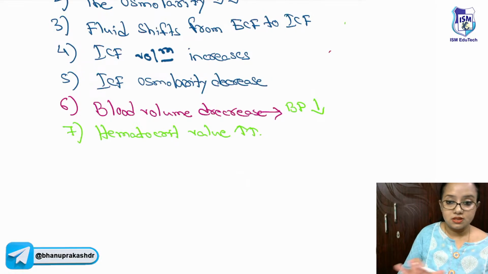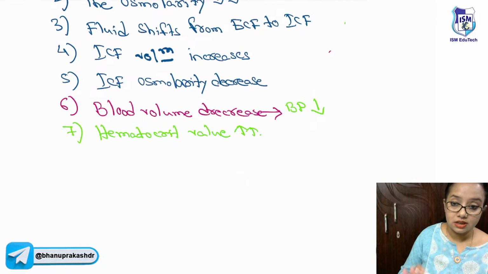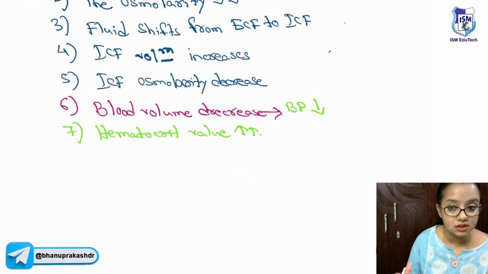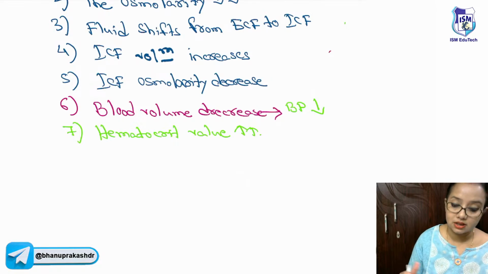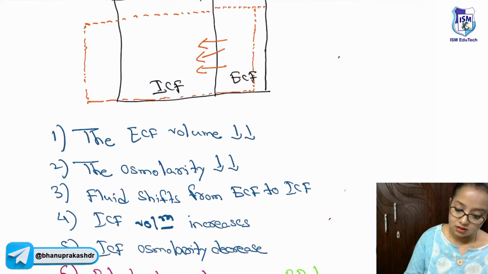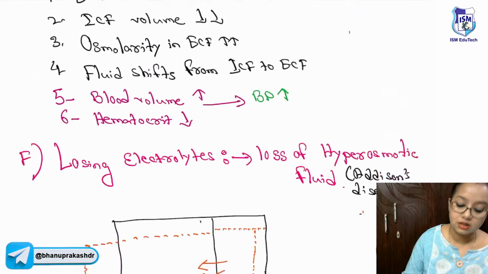Okay, this is the Darrow-Yannet diagram, our understanding of the applied aspect in various conditions, both physiological and clinical. So just go through it. At first, you might feel it is not so easy, but if you understand the diagram, you will definitely be able to relate to it.